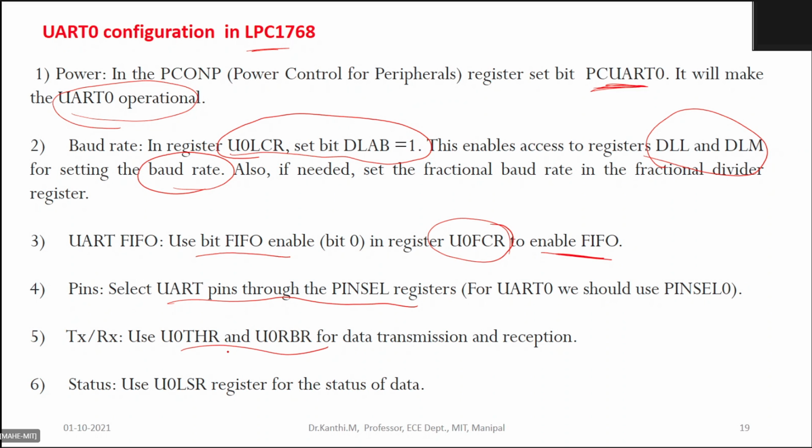Then use the hold register and buffer register for data transmission and reception. Then keep checking the status register to see whether the data is transmitted. So you get to know whether the data you are going to transmit is sent through your TXD pin. That particular bit will be set once the transmission is over. Similarly, if you are going to receive, a specific bit is set in the receive status. So you can keep monitoring through your status register for transmission as well as reception.